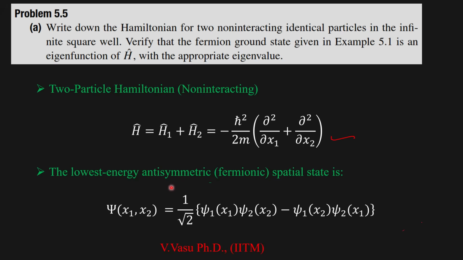The lowest energy antisymmetric, that is fermionic, state is psi of x1, x2 equal to 1 over root 2 times psi 1 of x1 psi 2 of x2 minus psi 1 of x2 psi 2 of x1. Here it is antisymmetric, so we get the negative sign. If you exchange x1 and x2, the sign will change. So that is the antisymmetric one.